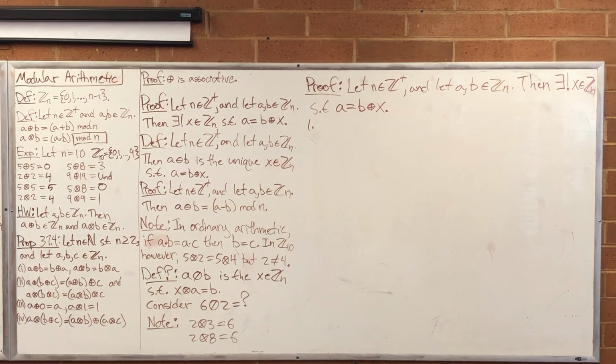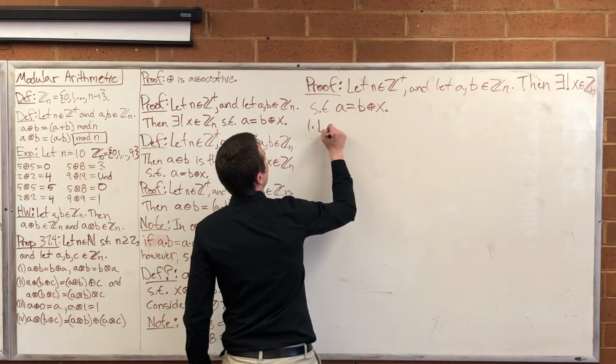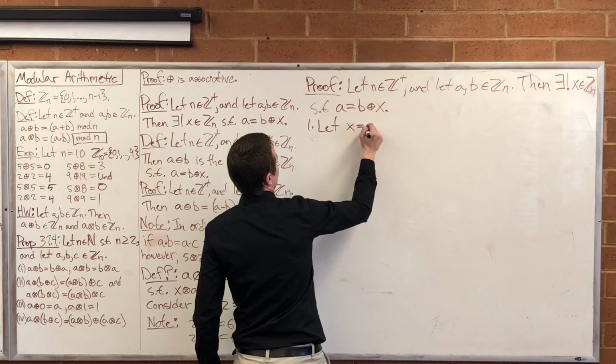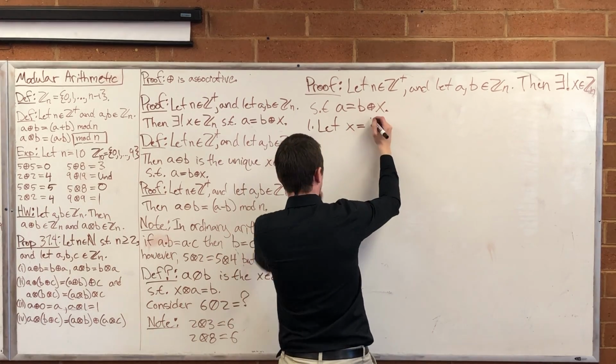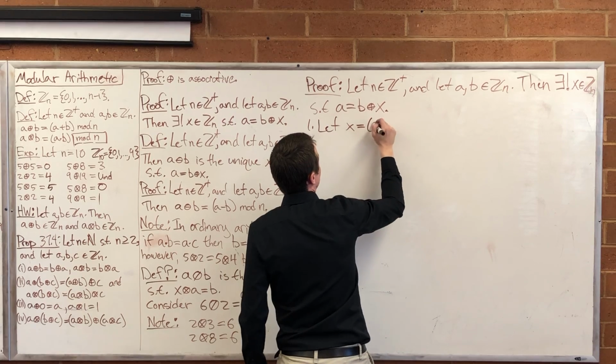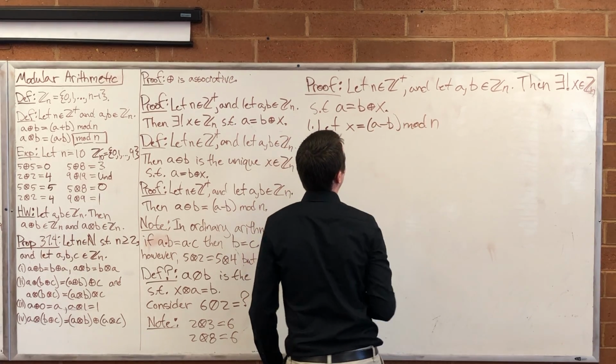Yep. By definition of the binary operation mod, x is a remainder when we divide a minus b by n. Oh, so he's going to jump straight to this. Okay. So let x be this magical number, which we expect our definition to be, and we'll show that it satisfies the definition. Let x equal a minus b mod n.